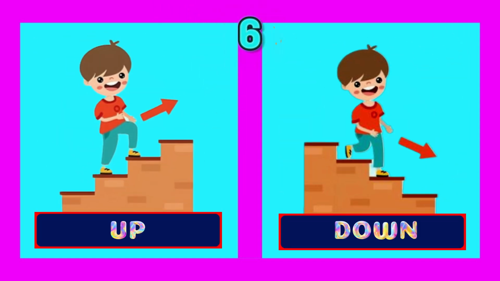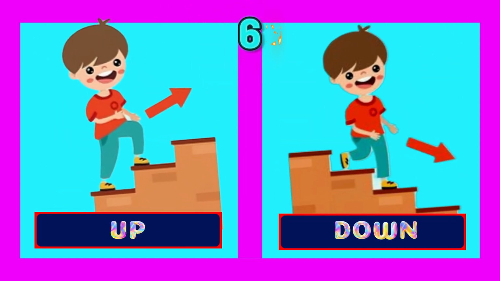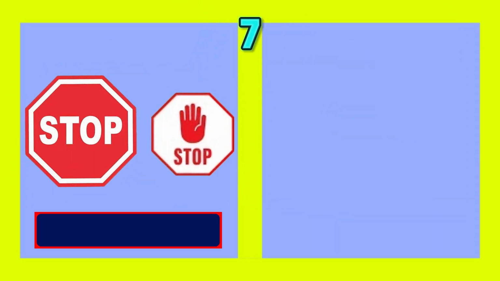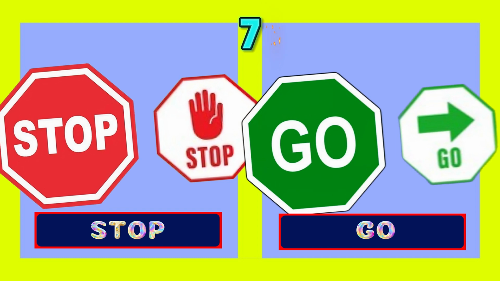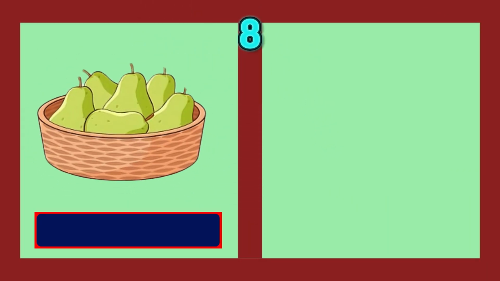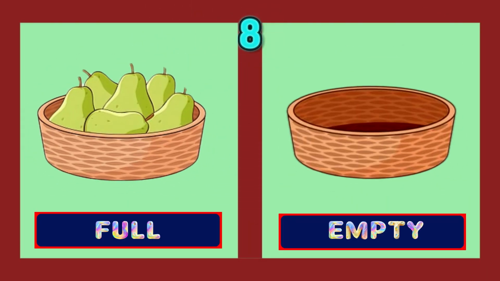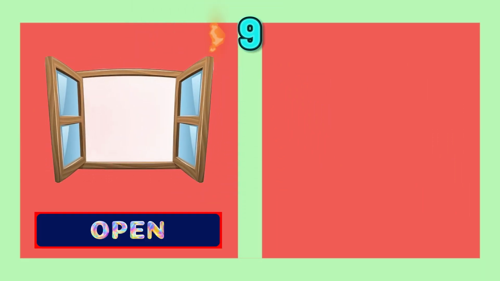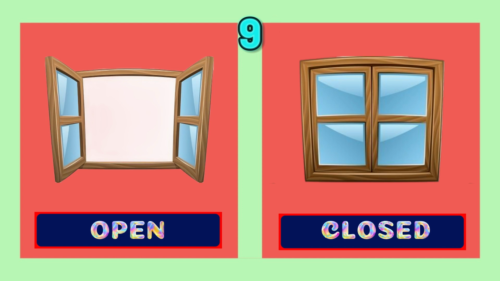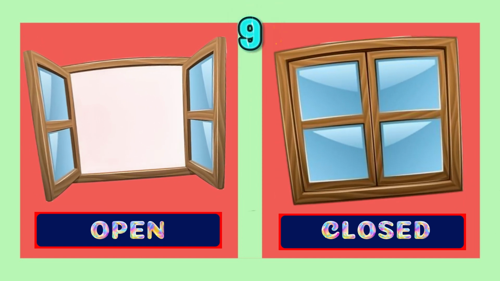He is going up. He is going down. Up. Down. This is stop sign. This is go sign. Stop. Go. This is full. This is empty. Full. Empty. This is open. This is closed. Open. Closed.